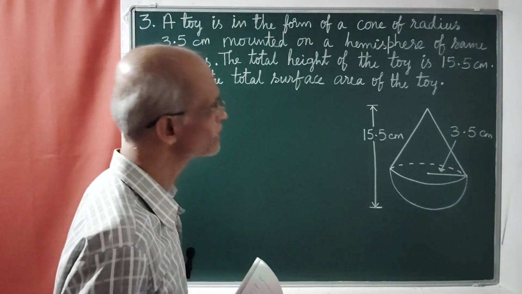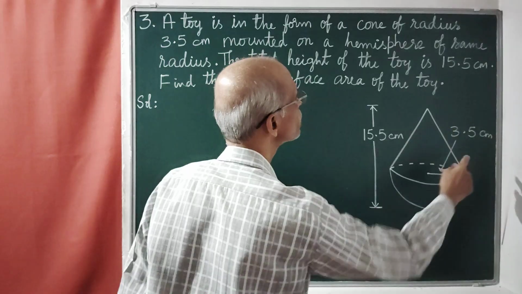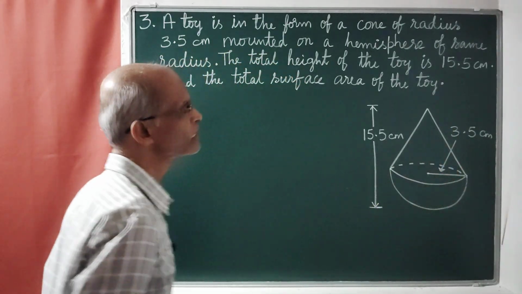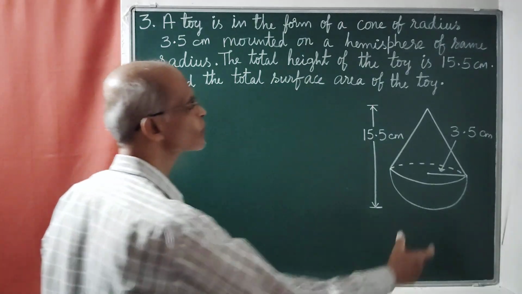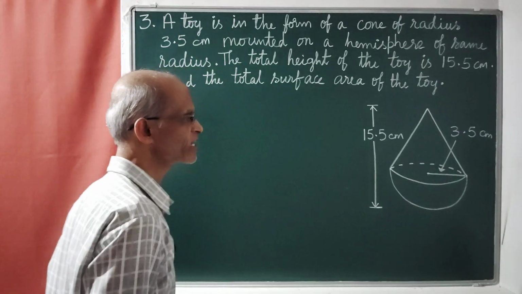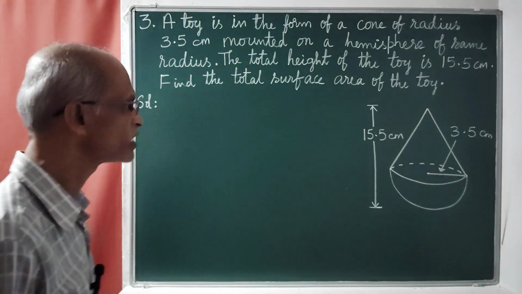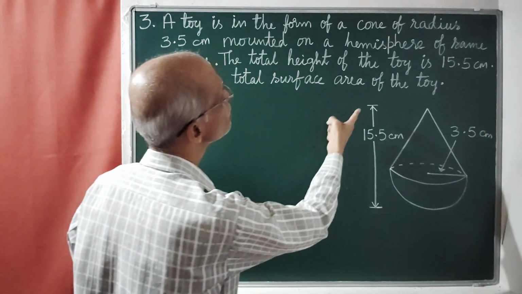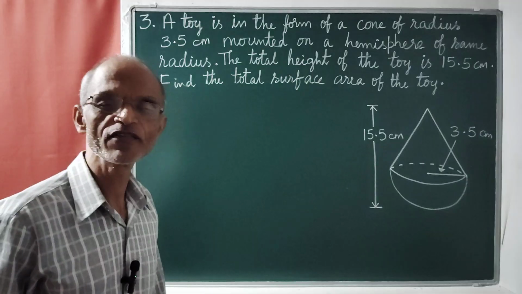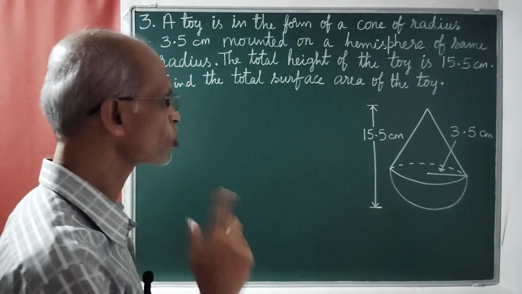You can see the drawing there. The toy is in form of a cone which is mounted on a hemisphere. The radius of the cone is given as 3.5 centimeters. So the radius of the cone and the hemisphere is same. And they are given the total height of the toy. The total height is 15.5 centimeters. And we need to find the TSA, that is total surface area of the toy.